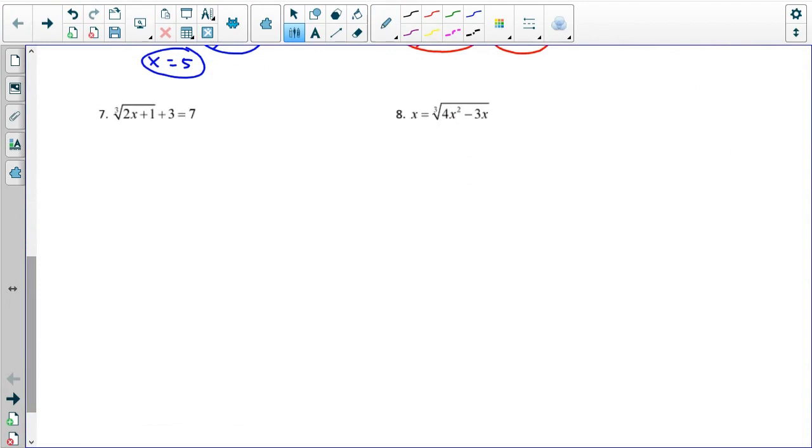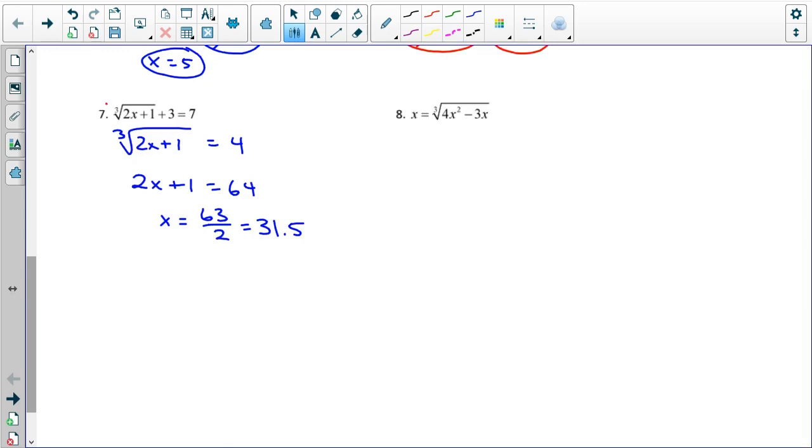Number 7 and 8. These are cubed root problems. So the cube root of 2x plus 1 equals 4. When I subtract 3 from both sides, I'm going to cube everything. So I get 2x plus 1 equals 64. Subtract 1 and I divide by 2. X equals 63 halves, which is the same thing as 31.5. If I substitute that back in, it's going to work.